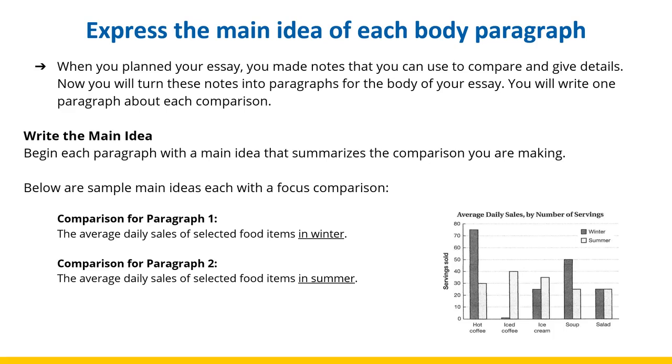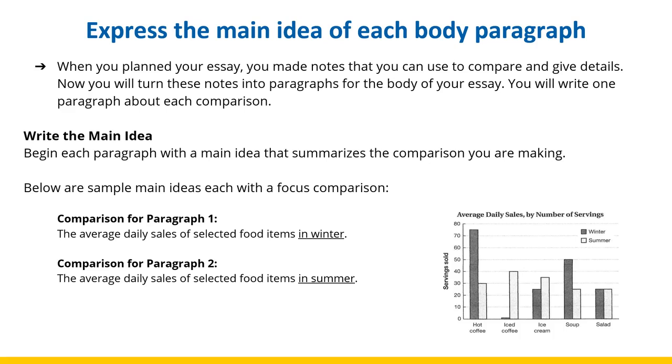So below we have two main ideas, each with a focus comparison. For example, the comparison for paragraph 1 is the average daily sales of selected food items in winter, and the comparison for paragraph 2 is the average daily sales of selected food items in summer, which means when you are going to write your body paragraphs, your first body paragraph is going to be only about winter time, and your body paragraph 2 is going to be summertime. So you have to compare them.